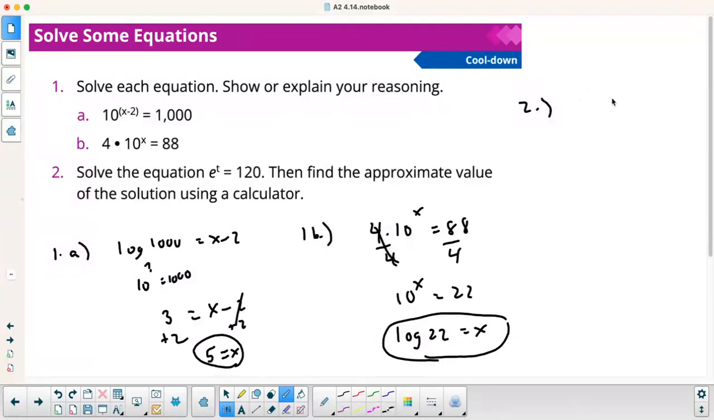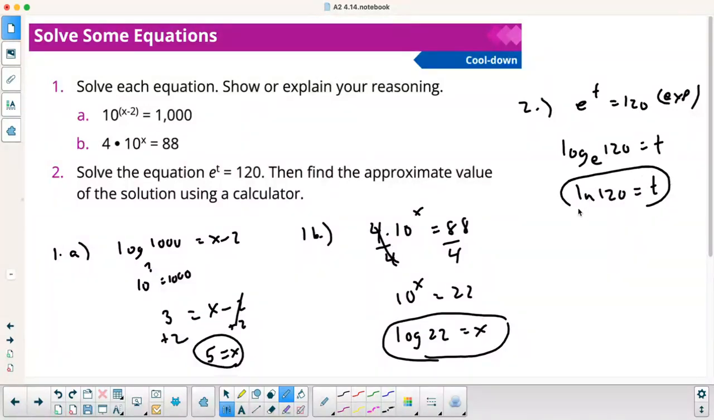All right, over here for number 2, solve this equation. So I'm going to get it out of exponential form. E to the t equals 120. This is an exponential form. I want to just rewrite in log form. So log base e of 120 equals t. Shouldn't write it like that. I'd probably write it as ln, which has a base of e. And there you go. And that's exact. And I could type it in my calculator to get a decimal.